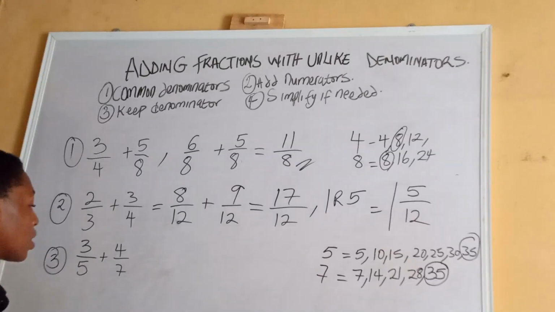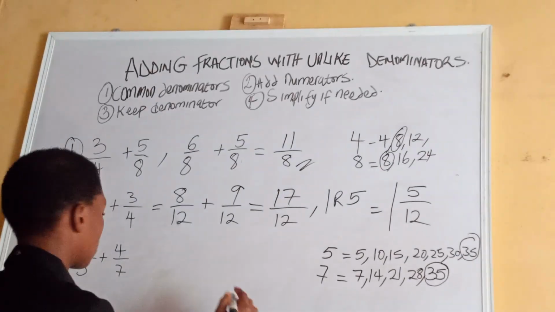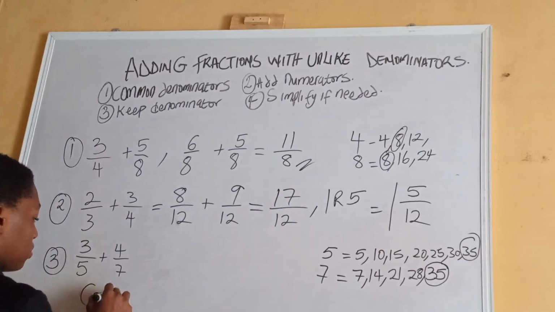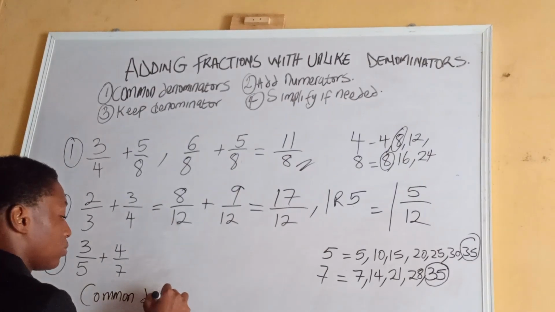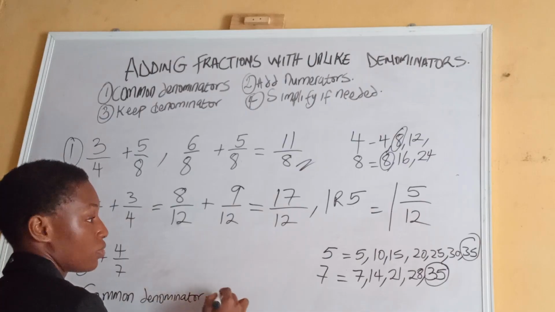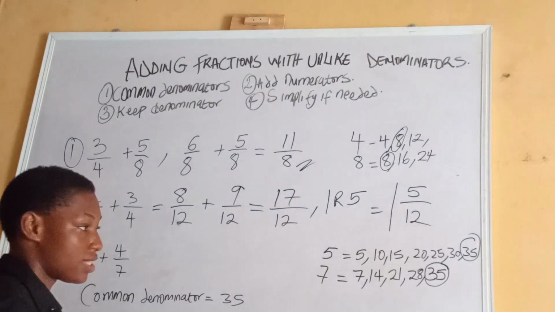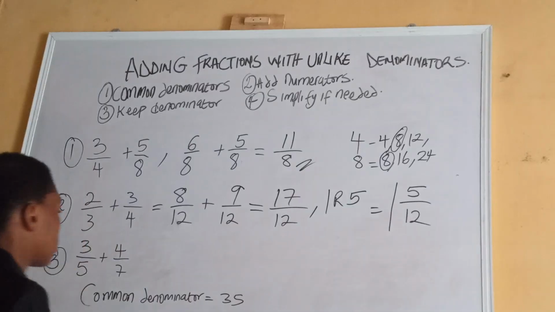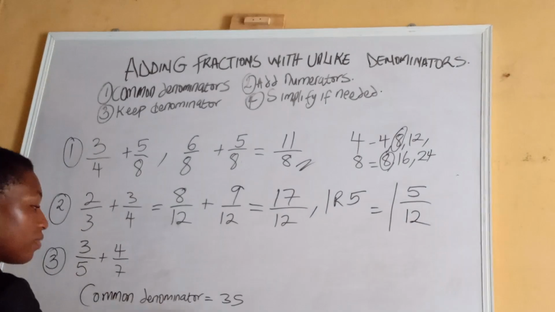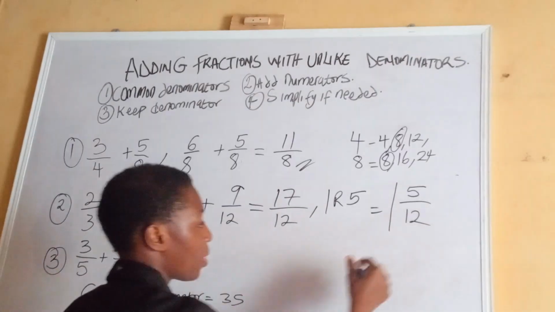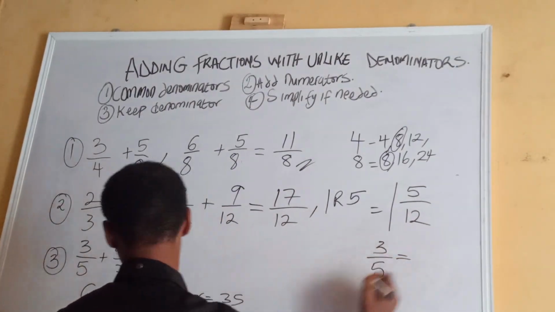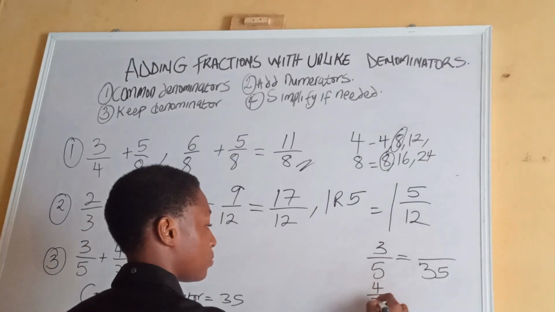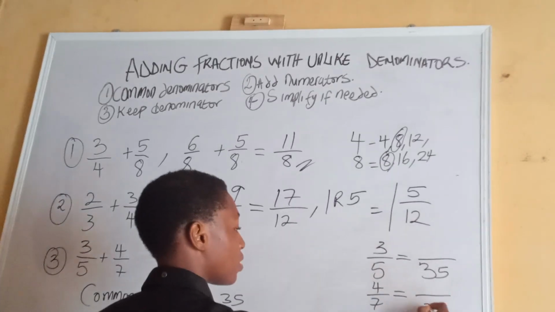We find equivalence. Now, equivalent of, so let me clean this up. We now have our common denominator is equal to 35. I just want to write that down because I'm going to have to clean this all up. Okay, so to make all these have a common denominator of 35, what are we going to do? We are going to say 3 over 5 is equal to dash over 35. And then 4 over 7 is equal to dash over 35.